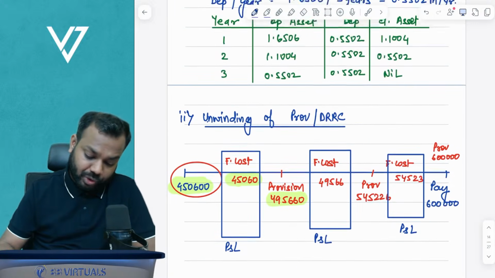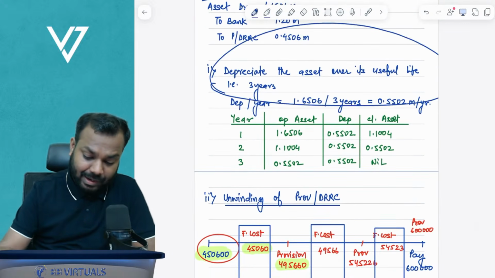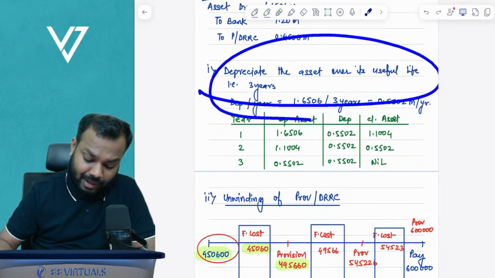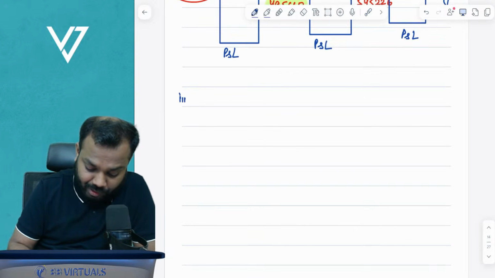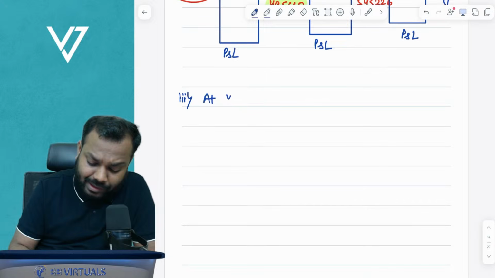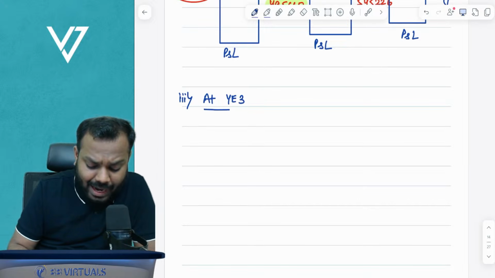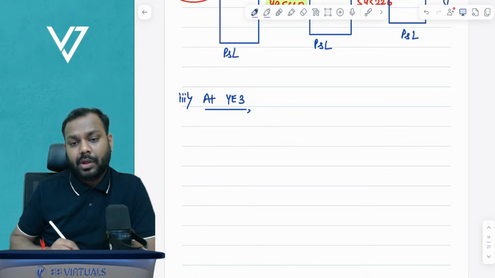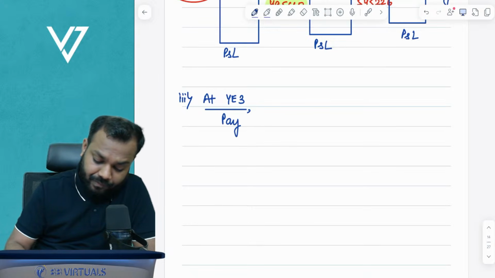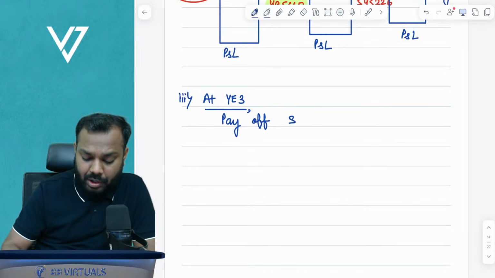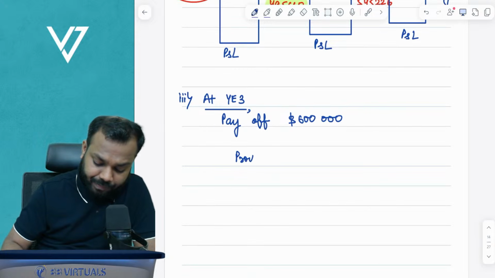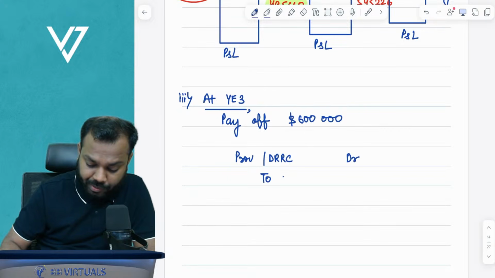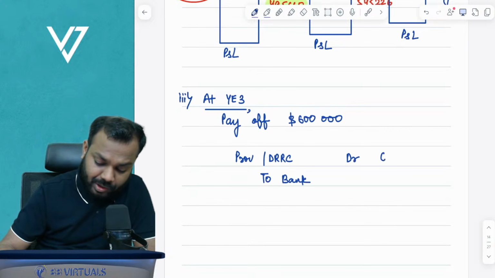Okay. Now, I believe you have understood two things. One, the depreciation part is clear. Another is unwinding of provision. And one more thing now. Third part. At year end 3, you will pay off $600,000. And what will be the journal entry for that? Provision for decommissioning, removal or restoration cost account debit to bank. Amount will be 600,000.